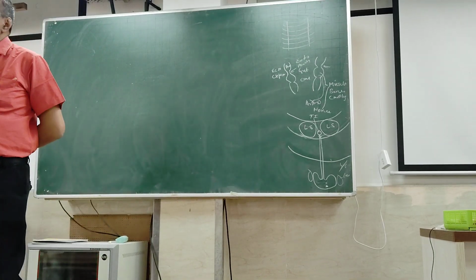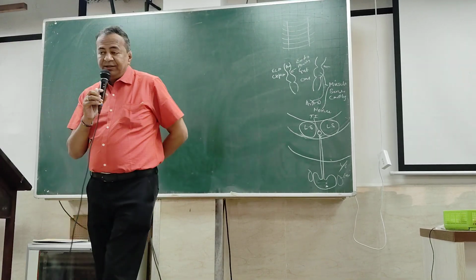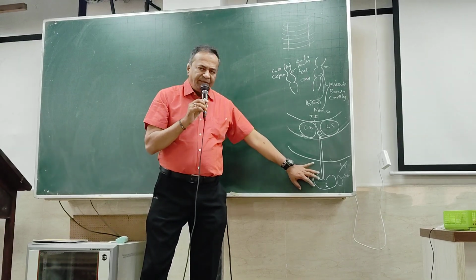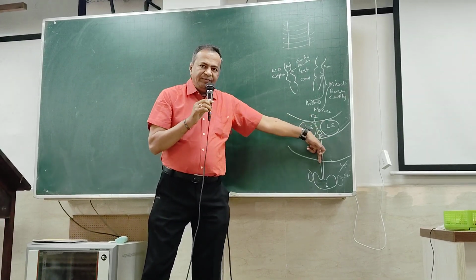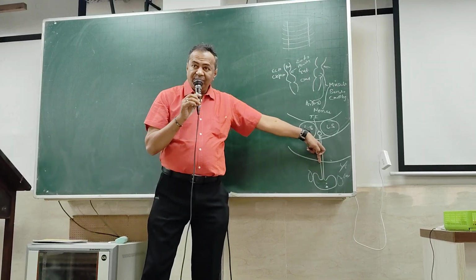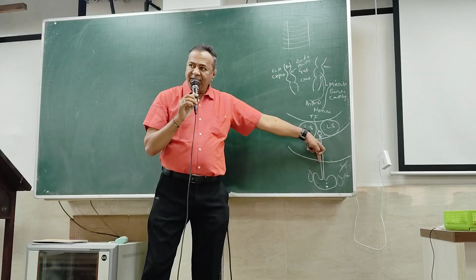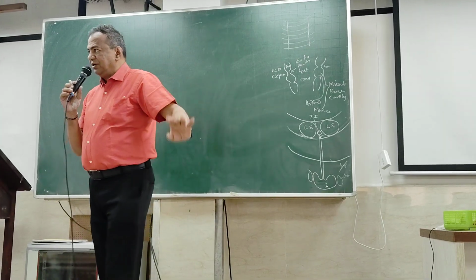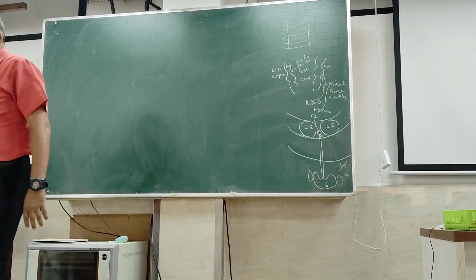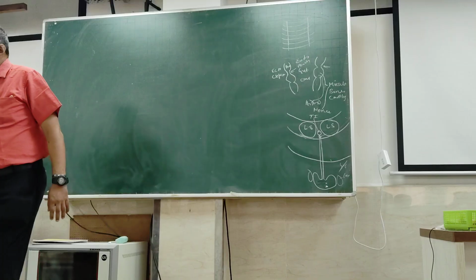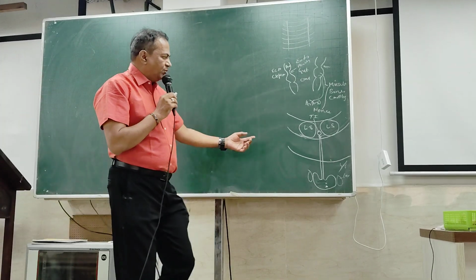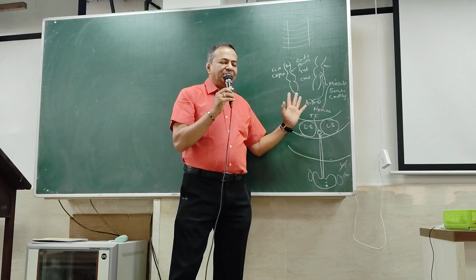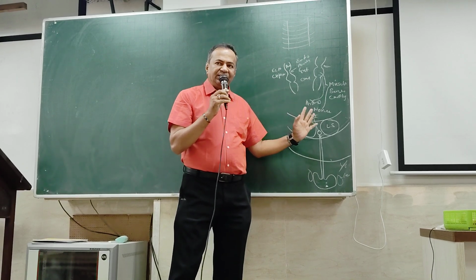The ultimobranchial body may contribute. But the main part is from this diverticulum, which is called the thyroid diverticulum. This eventually disappears. It is also called the thyroglossal duct. Now understand why thyroglossal duct.